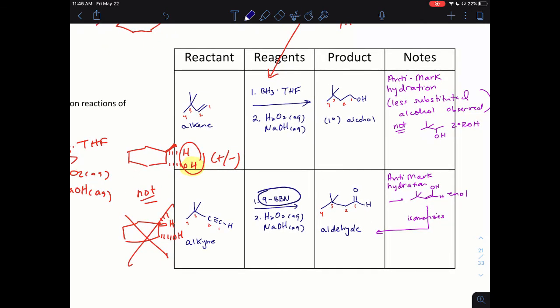And then again, it doesn't have to be 9BBN. This has to be something bulky. So in my practice problems, you might see R2BH. You might see diisoamyl borane. I showed you that one as well.